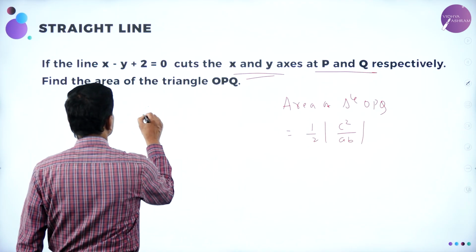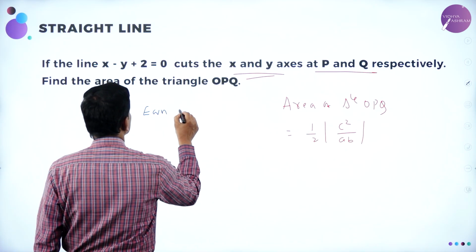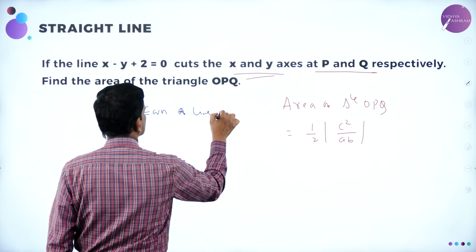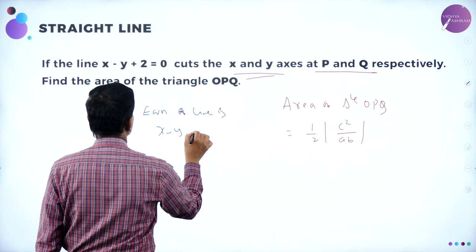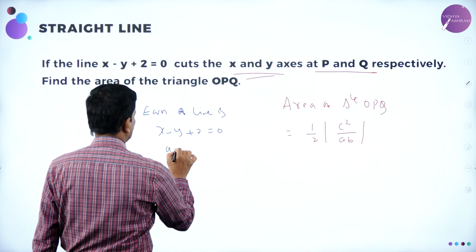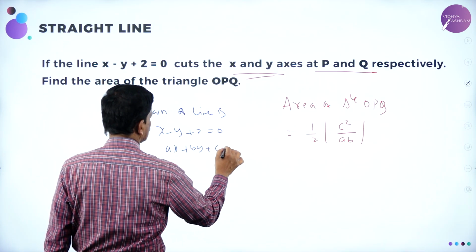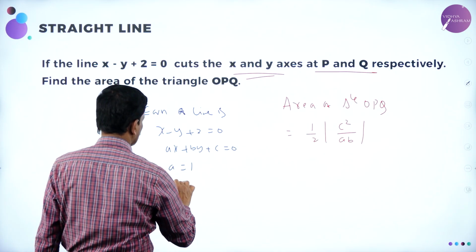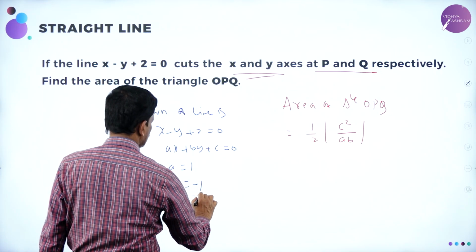What is the given equation? Equation of line is, what is given? x minus y plus 2 is equal to 0. Comparing with ax plus by plus c is equal to 0, what is A? A is 1, B is equal to -1, C is equal to +2.